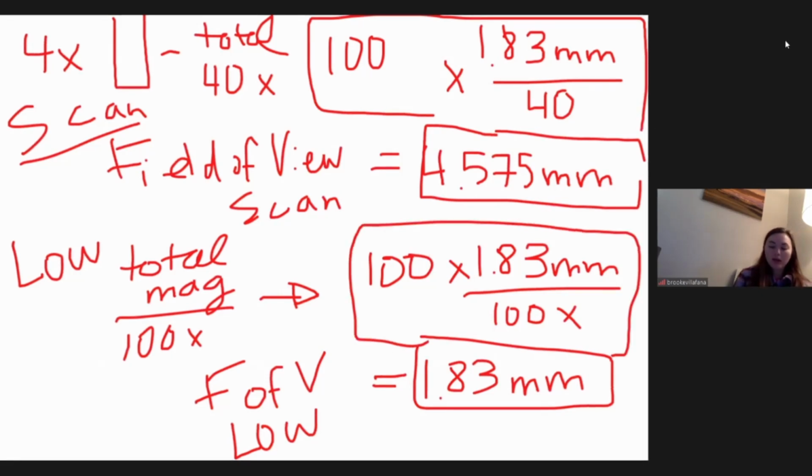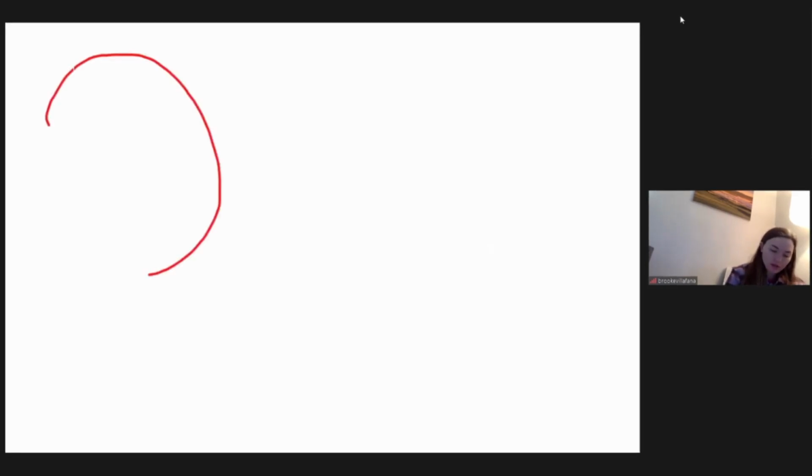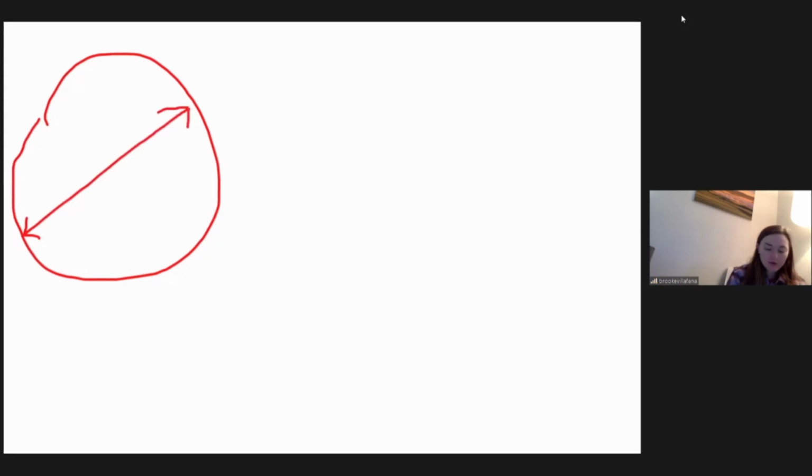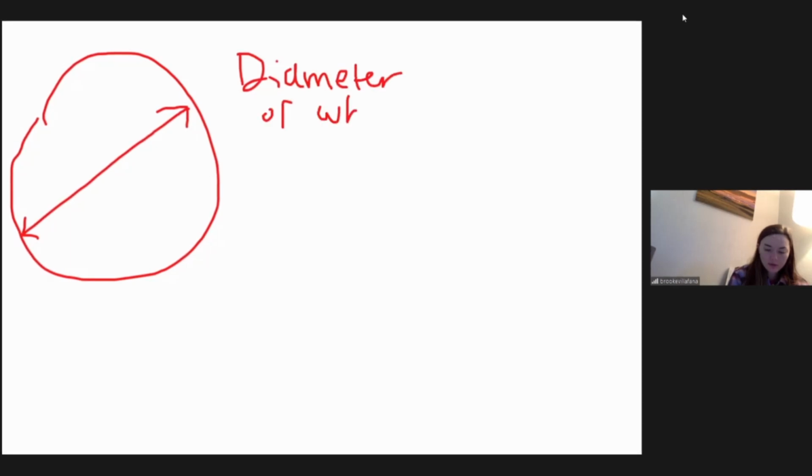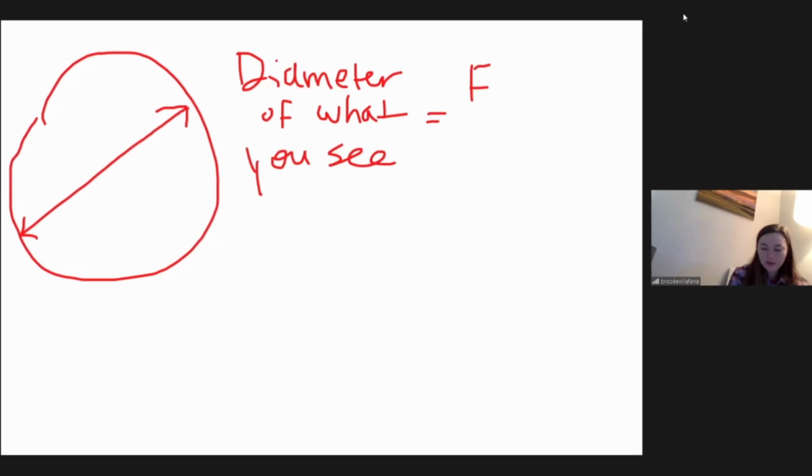Okay, so now I'm going to try to show you how this works on the exam and what we use this for. That would be what you'd be writing down on your packet. Let's say that you approach the microscope and that's what you see, right? It's like a circle. Field of view references the diameter of the circle, the diameter of what you see. So that's the field of view.